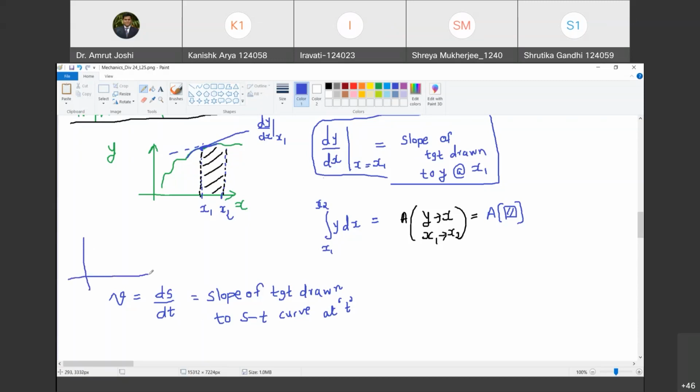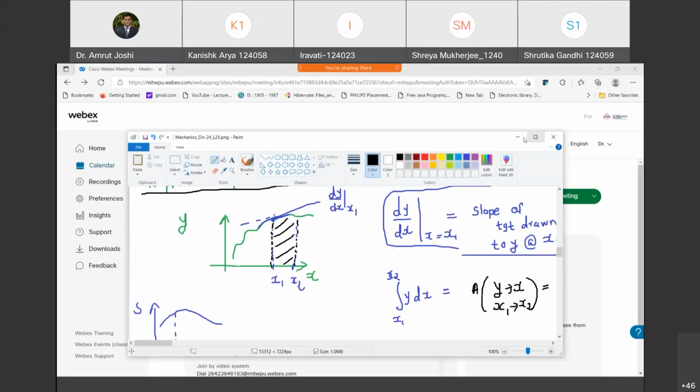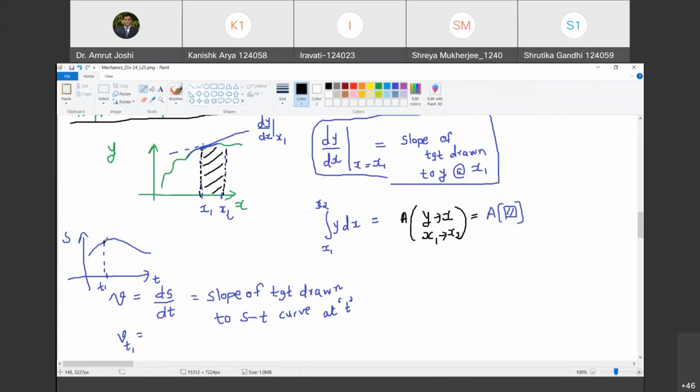Possibly it will be clear if I draw it here. So for example, let us say this is s of t. This is s as a function of time, and I were to calculate velocity at time t1. So to calculate velocity at time t1, what will I have to do? At time t1, I will have to draw a tangent to this s-t diagram. Do you agree with me?